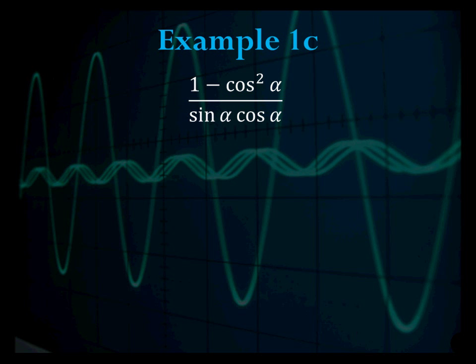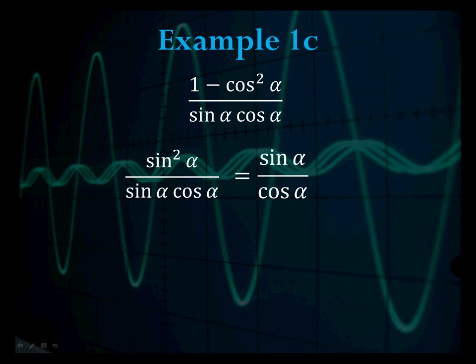Go ahead and try example 1c, 1 minus cosine squared alpha over sine alpha cosine alpha. Again, use the same strategies we've used in parts A and B. Alright, 1 minus cosine squared is sine squared. So now you can see that you can reduce this fraction even further by dividing one of these sines into this sine squared. So after that canceled, you're left with sine alpha over cosine alpha, which is clearly equal to tangent alpha. So this one's more straightforward. Again, you need to identify that this is a Pythagorean identity and rewrite the equation correctly.